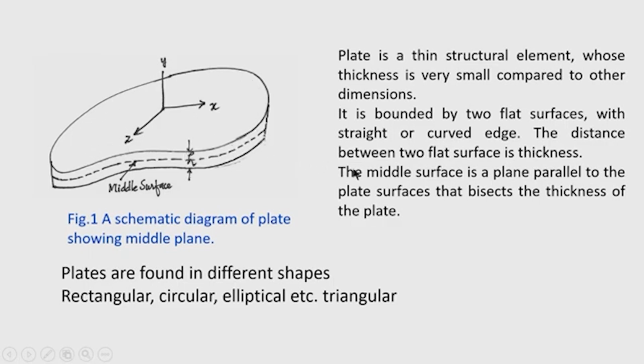Okay. Then a term that we will be encountering in theories of plate is known as middle surface, which is a plane parallel to the plate surfaces that bisects the thickness of the plate. So, this is the middle surface that I labeled here, you can see, and this is the thickness at this point. Okay. And plates are found in different shapes.